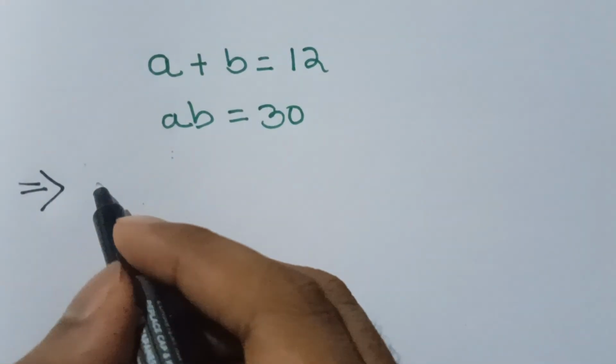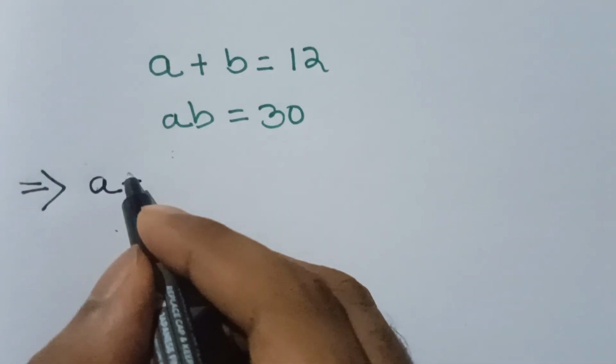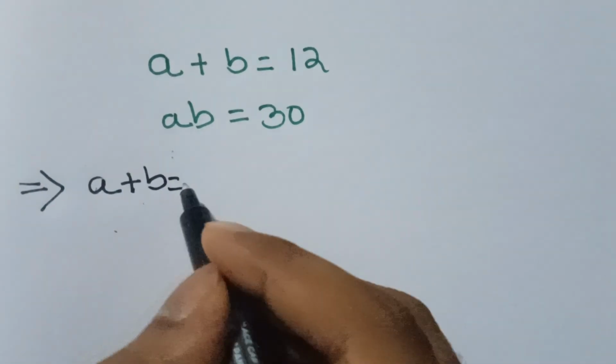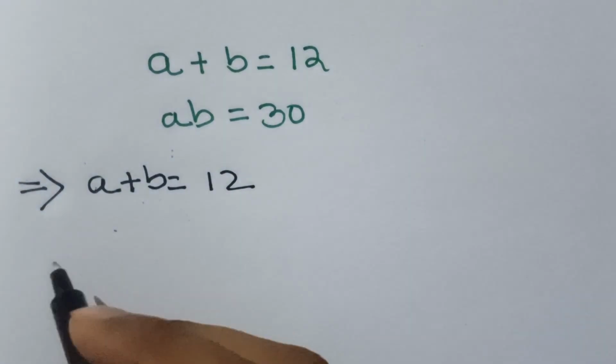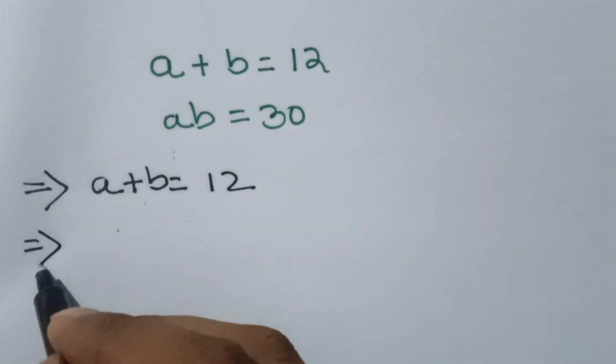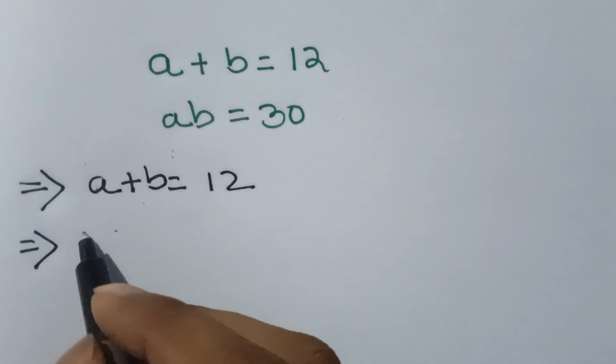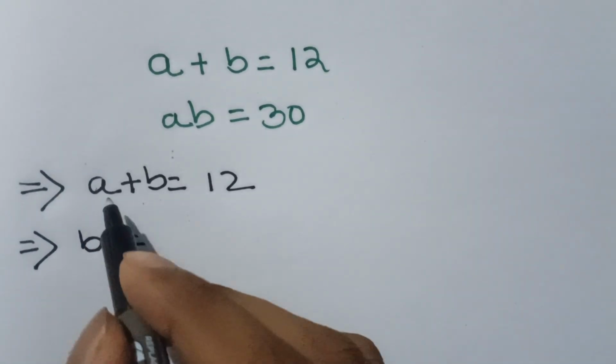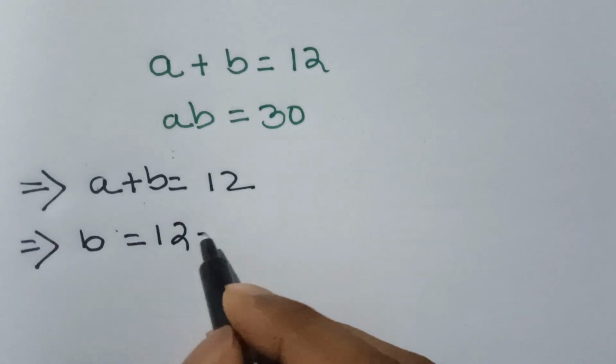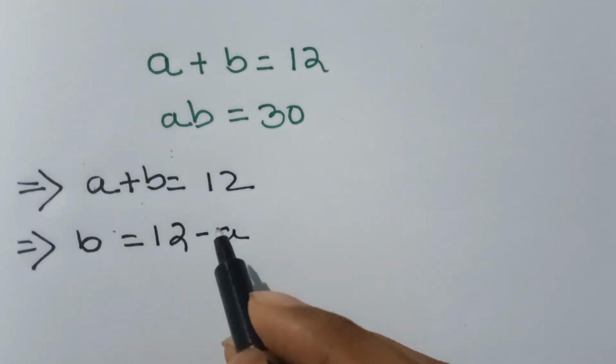Our first equation is a plus b is equal to 12. So we can write it as a plus b is equal to 12, so b is equal to 12 minus a. It is very easy.